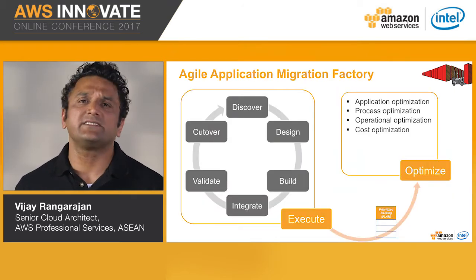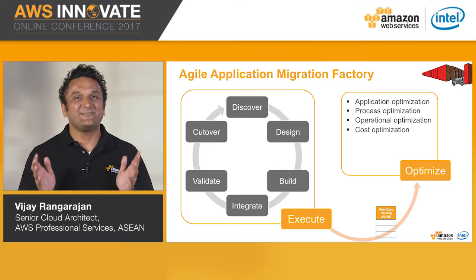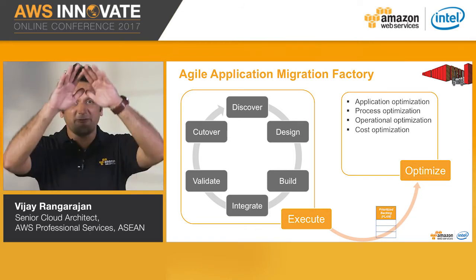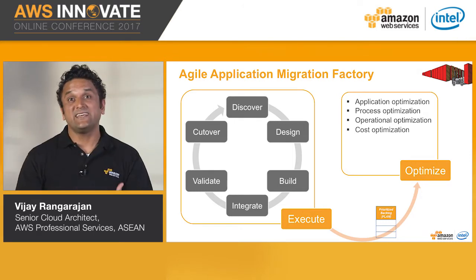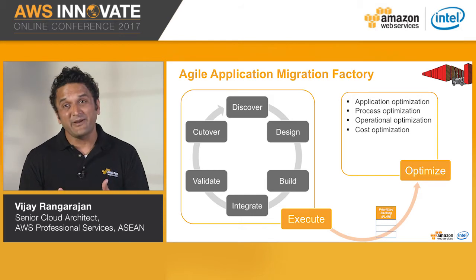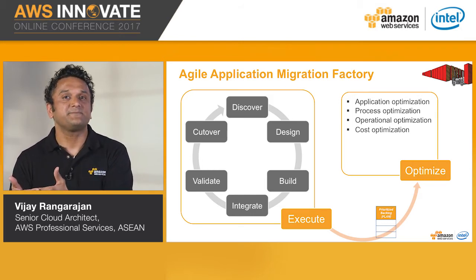So what is this migration factory all about? This migration factory is where the actual migrations are done. This is where the focus of the migration moves from a portfolio level to an individual application level, where each application is designed, migrated, and validated according to one of the 6 migration strategies.